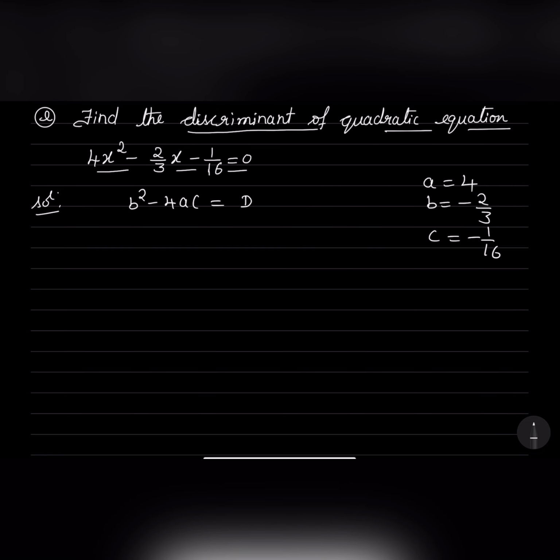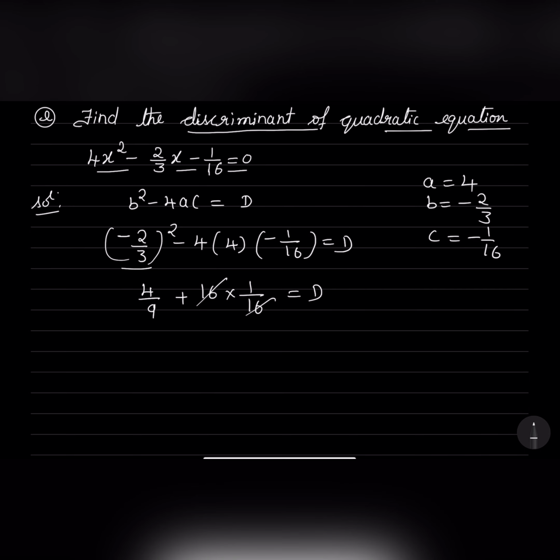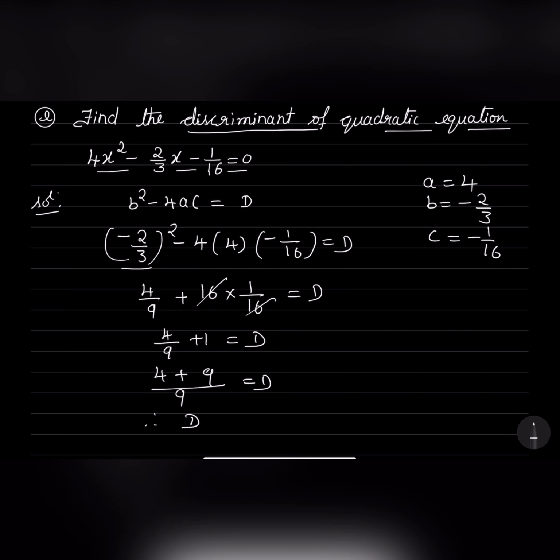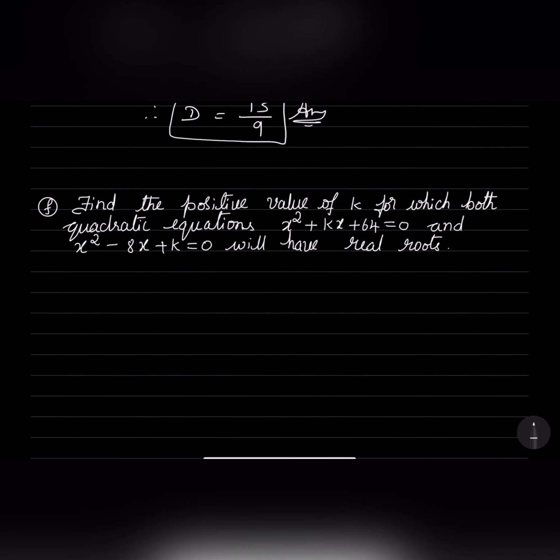So b square minus 4ac, we don't know whether it has equal roots or unequal roots, so we'll just take it as d. b square is (minus 2 by 3) whole square minus 4 into a is 4 and c is minus 1 by 16 equal to d. Now if you simplify this, we'll get 4 by 9. Then this will be 16 into minus into minus plus 16 equal to d. 16 and 16 get cancelled. We are left with 4 by 9 plus 1 equal to d. And if we take the LCM, it is 4 plus 9 equal to d. So therefore d is equal to 13 by 9. This is the answer. We'll go for the next one.